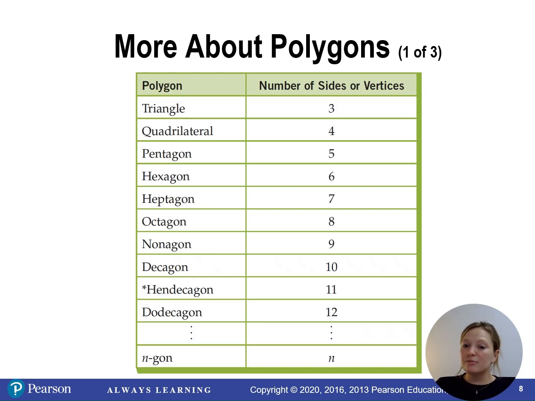We have names for polygons with different numbers of sides or vertices. Triangles are 3-sided, quadrilaterals are 4-sided, 5-sided polygons are called pentagons, 6-sided polygons are called hexagons, and so on. When we get up to a certain point, we typically just call it an n-gon.